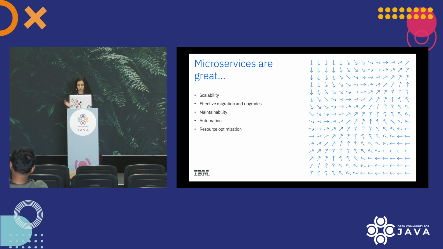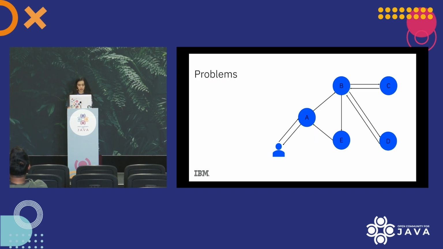system without having to affect other parts, which is also good for maintainability, so you can also educate your team and make them really specialize in certain parts of your application instead of others. And you can have effective automation of tests and deployment. So they are really great. But like most things in life, they do come with problems.